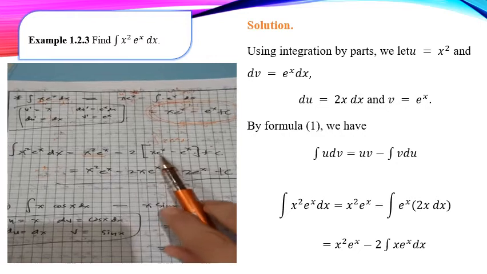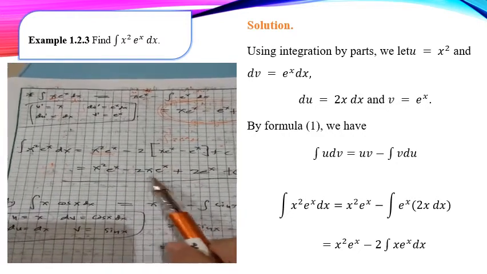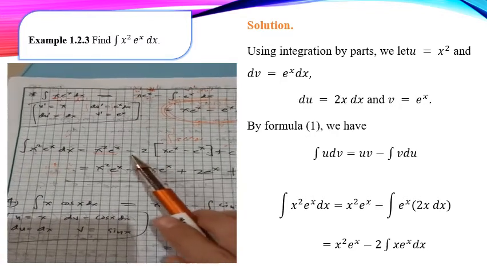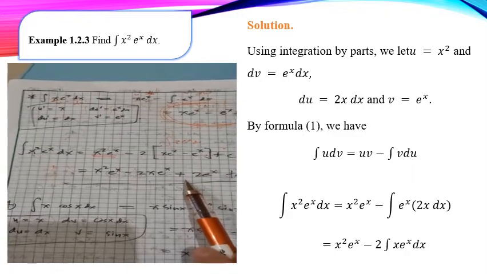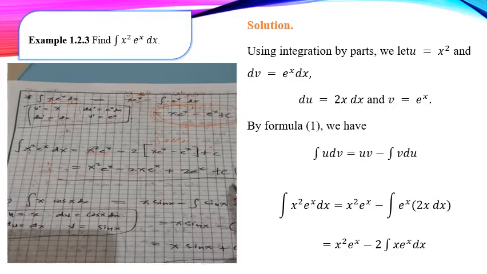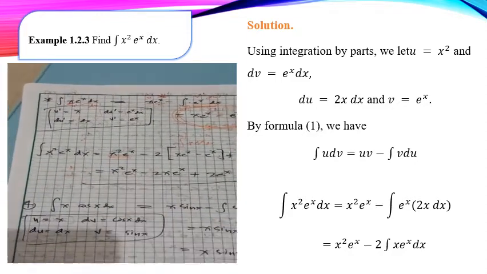So, distribute the constant 2 here. Magiging negative 2 times this one is negative 2x e to the x. Negative 2 times negative e to the x is magiging positive 2 e to the x plus the constant c. So, therefore, this is the integration of the given integrand x squared times e to the x.